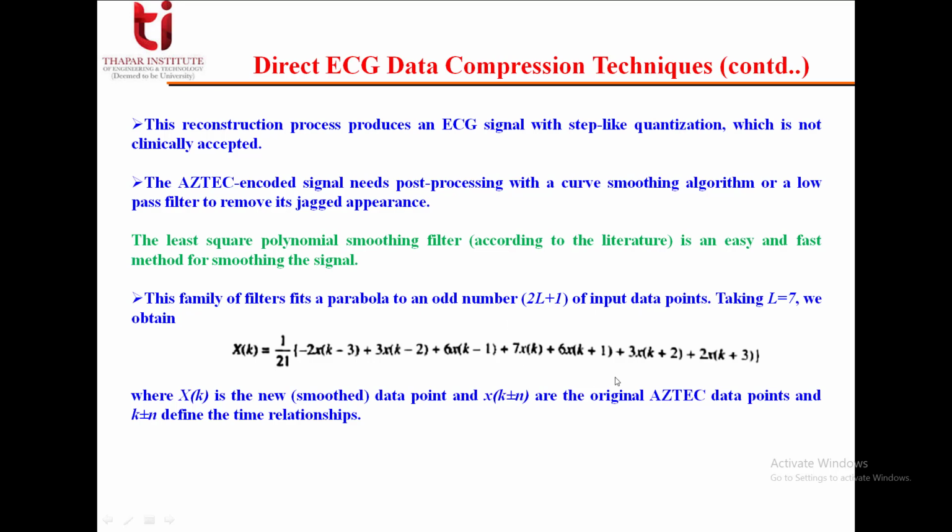So we obtain the data points: x_k smoothed equals 1/21 times the bracket of minus 2 x_(k-3) plus 3 x_(k-2) plus 6 x_(k-1) plus 7 x_k plus 6 x_(k+1) plus 3 x_(k+2) plus 2 x_(k+3). Here x_k is the new, that is smooth, data point, and x_(k±n) are the original AZTEC data points, and k±n define the time relationships. The smoothing function acts as a low-pass filter to reduce the discontinuities.